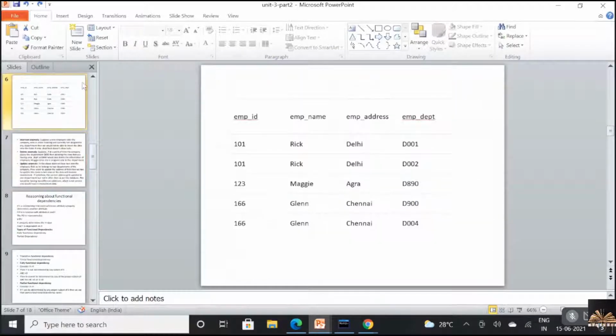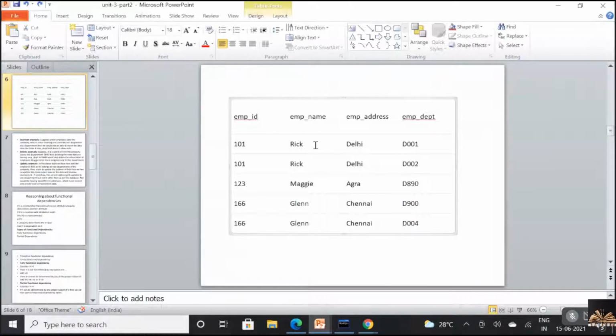Whenever Rick changes his address, I have to update the address in both the rows. So instead of Delhi, he moved to Hyderabad. Now, suppose I thought Rick is only in 1 department, so I modified the address of Rick as Hyderabad in that particular department. Then whenever the employer tries to see the address of Rick, he will find Rick has 2 addresses: Rick belongs to Hyderabad, Rick belongs to Delhi. So it leads to confusion.